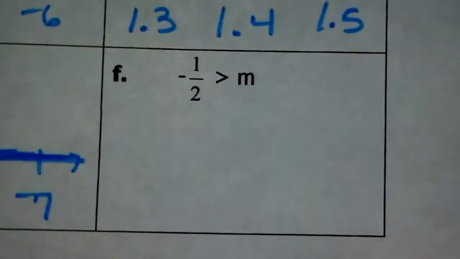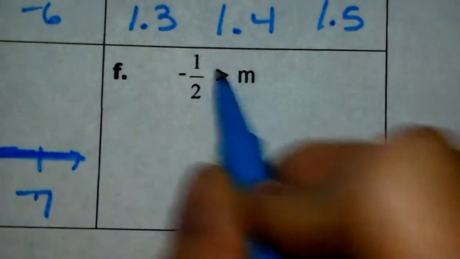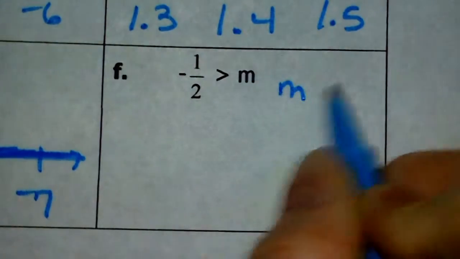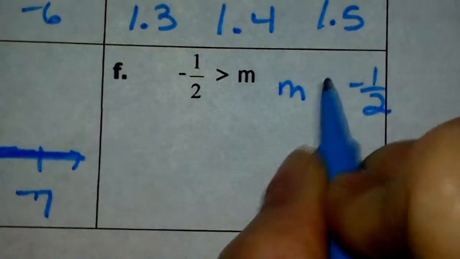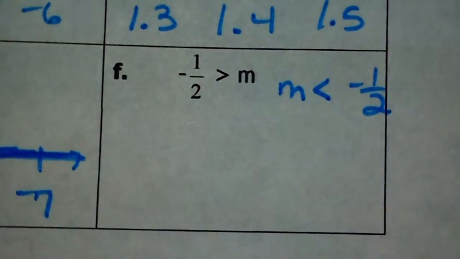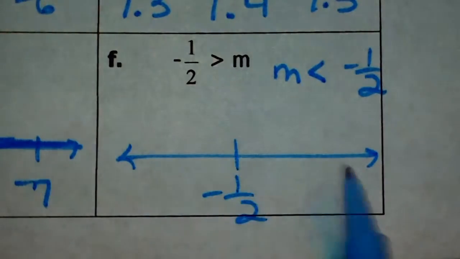Okay, last one of these, and then we have a couple more on the next page. I have this reversed again, so I want to rewrite this, and I have m and negative 1/2. It's pointing at the m, so I want it to point at the m still when I rewrite it. I'm going to make my number line. In the center, I have negative 1/2.